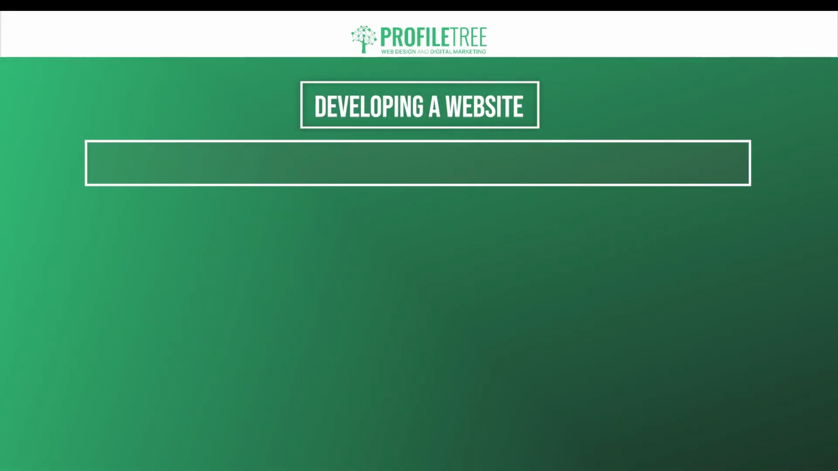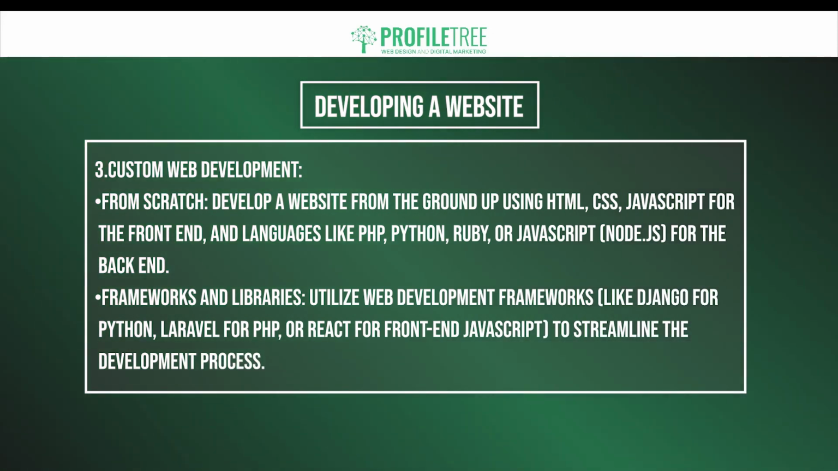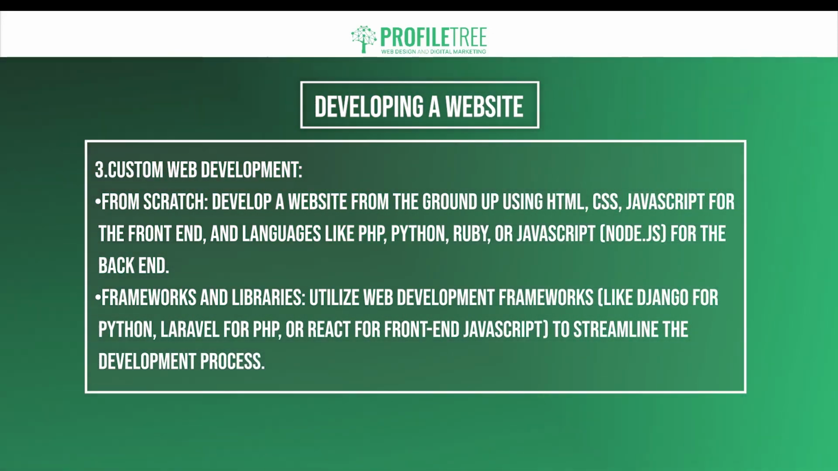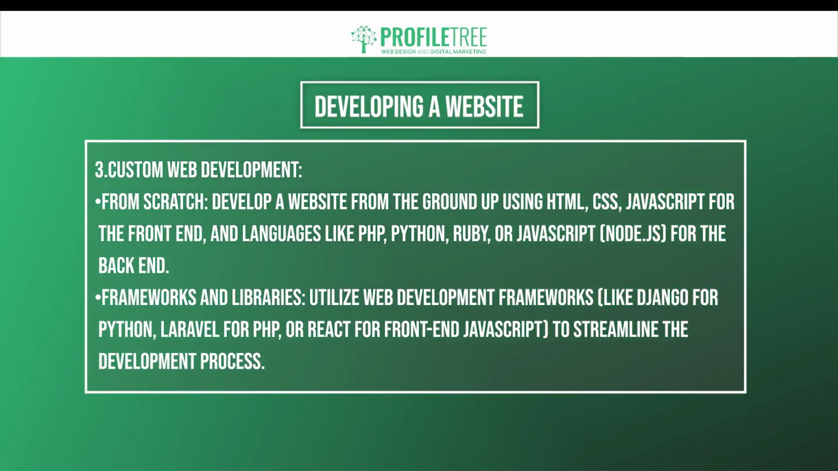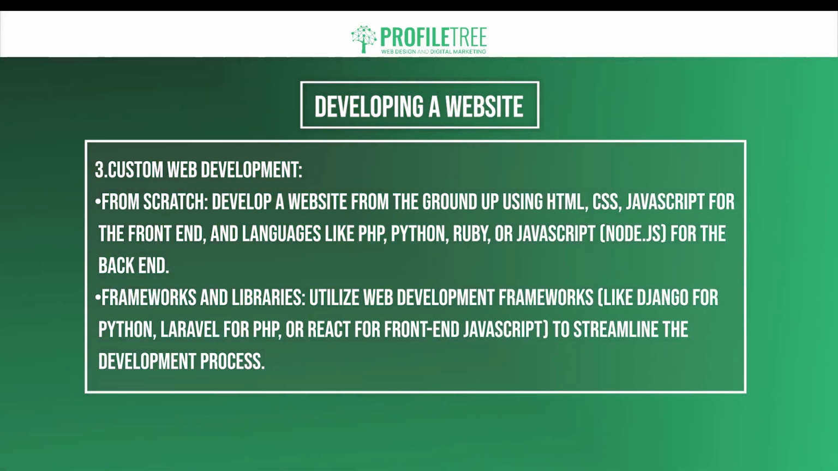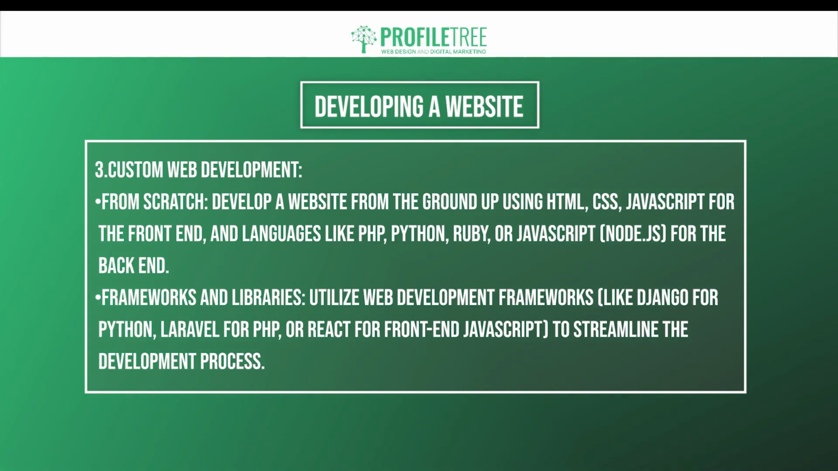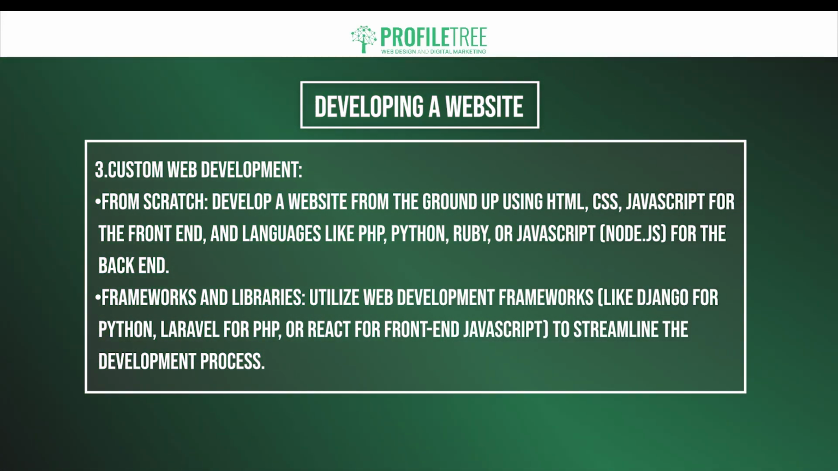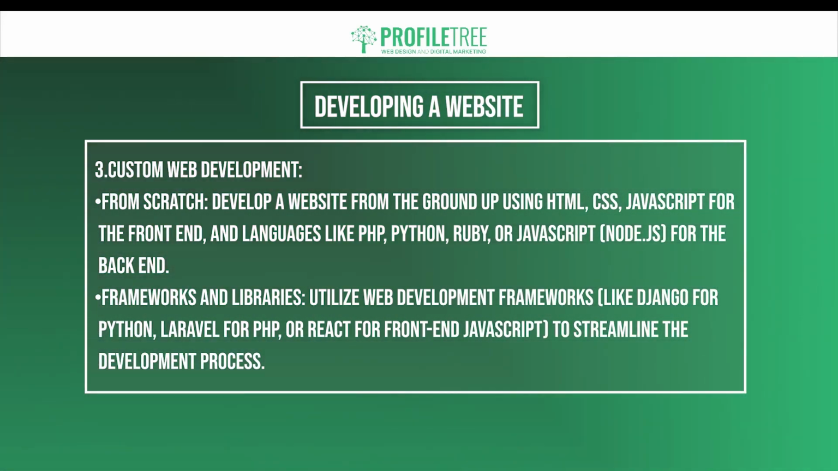Now, the third one is custom web development. So this is from scratch. Develop a website from the ground up using HTML, CSS, JavaScript for the front end, and languages like PHP, Python, Ruby, or JavaScript for the back end. Now, you do have frameworks and libraries that you need to look at as well as the front end.